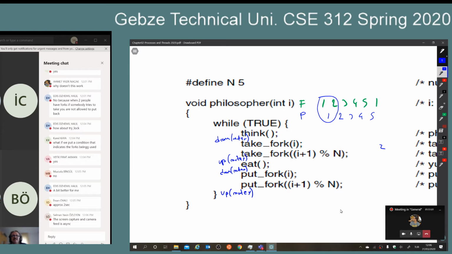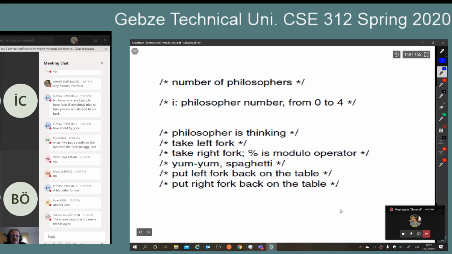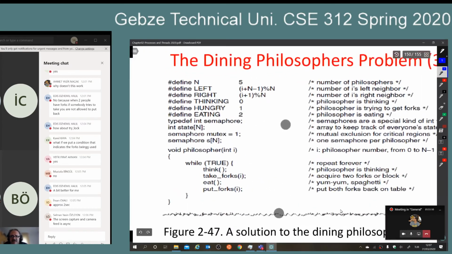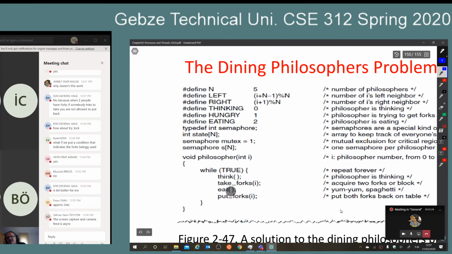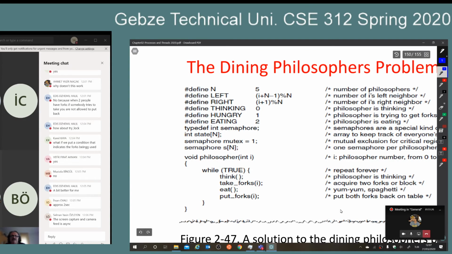So this did not work, and the previous solution we did not like. Philosopher number i is running this loop. It says think, so produce some data, take both forks, eat, and put the forks back. Inside this region I am using both resources. Inside this region I am not using any resources. So these are some defines. I have 5 philosophers. This is my left, this is my right.